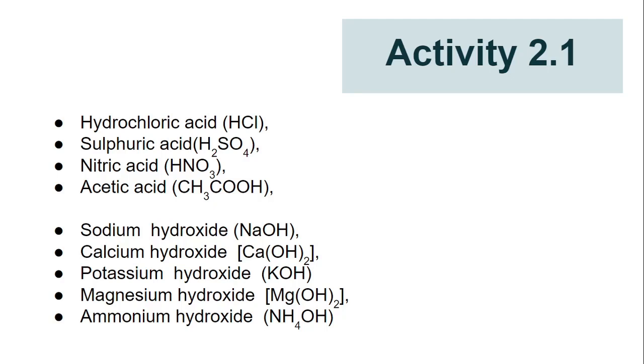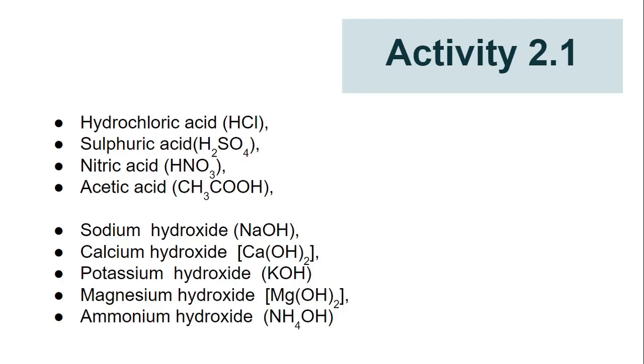We will use the test of red litmus paper, then blue litmus paper, then the indicator phenolphthalein, and then the indicator methyl orange. We will do these four tests. So let us start the activity.